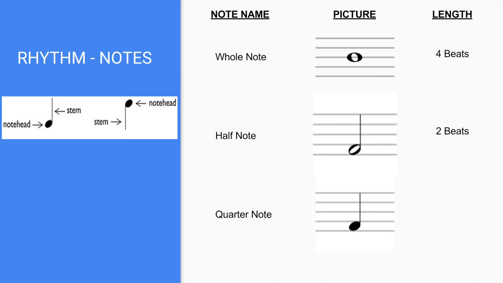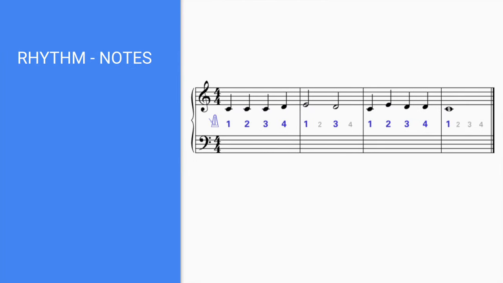Finally, we have our quarter note. What a quarter note looks like to me is a half note that is filled in. Okay, so this quarter note would get 1 beat. Okay, now that we know our 3 most common rhythmic values, let's see how we can apply them in the musical setting. Here's a rhythmic example.